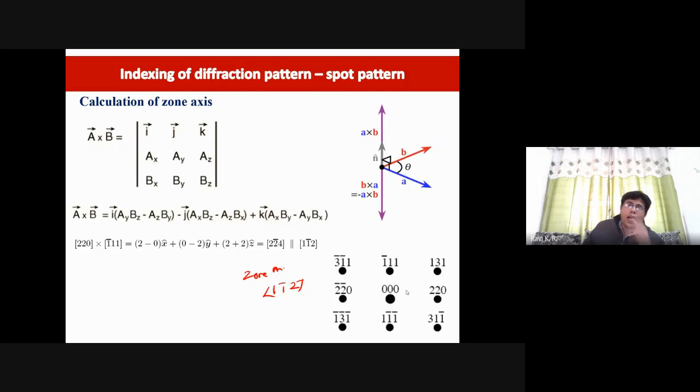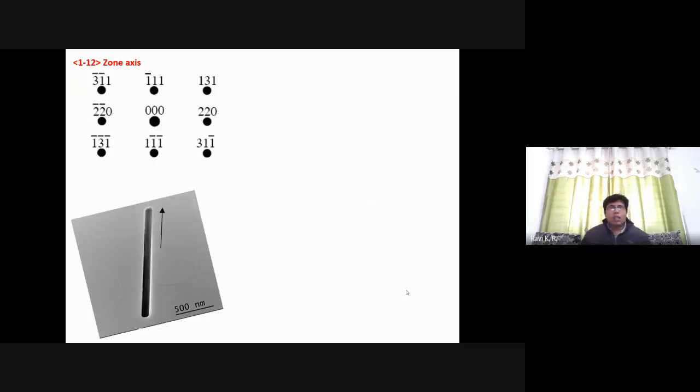Okay, how are we going to connect this indexing of pattern with the image? I told you that I'm going to connect it with the nanorod. Let's say this rod is broken. Let's say 1 bar 2 is my zone axis. These are my planes which I have indexed. This is my image. Okay. What I can do is, let's say this is my 111 plane.